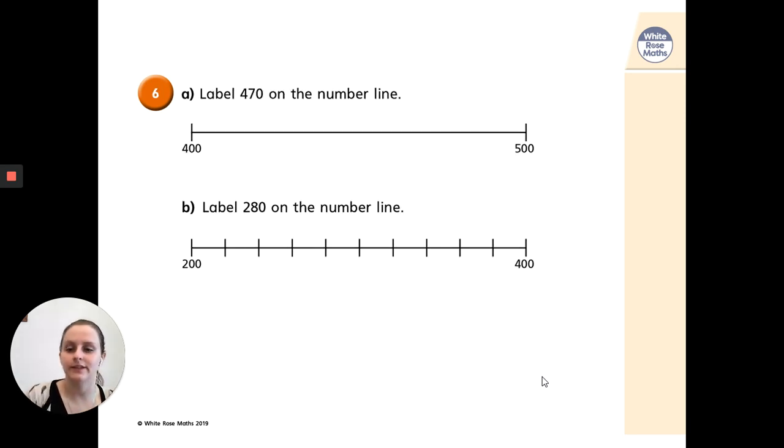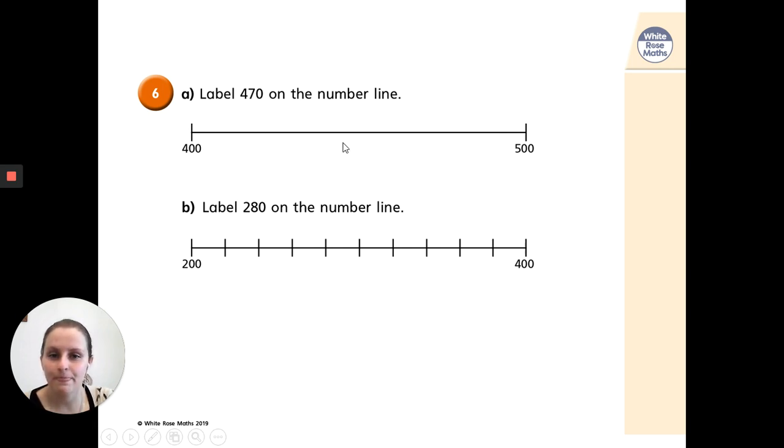Okay, question 6. Label 470 on the number line. Now, you've got a blank number line, so this one you really have to think about. Now, you've got 400 and 500. Now, 470, well, it's got 7 tens. Now, 7 tens means that it's closer to 500 than it is to 400.